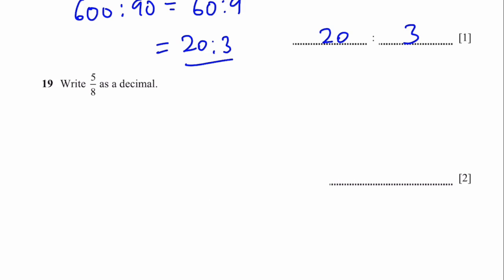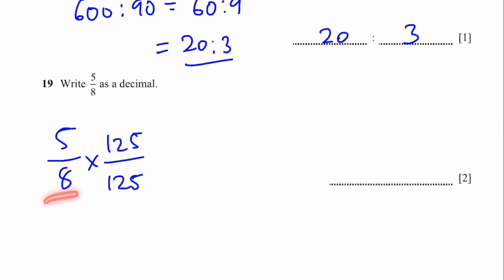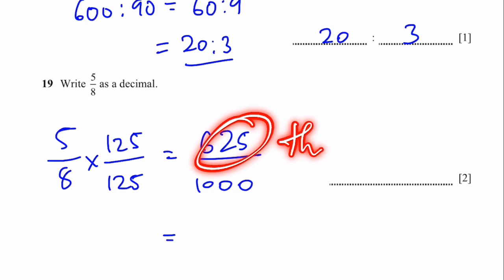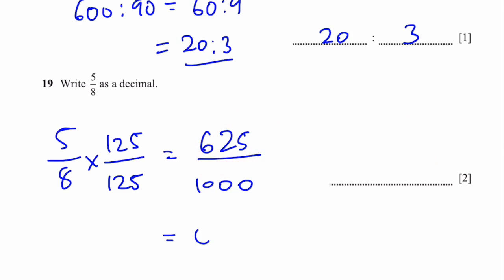Question 19, write 5 by 8 as a decimal. So you can write the denominator as a power of 10, or in other words, 10 to the power of something or x. If you multiply both sides by 125, we will get the denominator as 1000. So the denominator is 1000 as 8 into 125 is 1000. The numerator is 625. And because we have 1000 as the denominator, it's 625 thousandths. And that means it's simply 0.625. That's the answer.